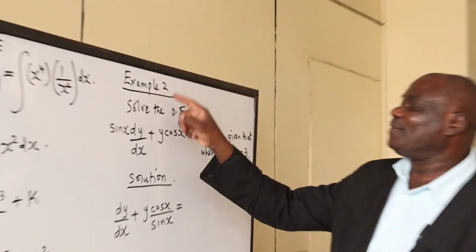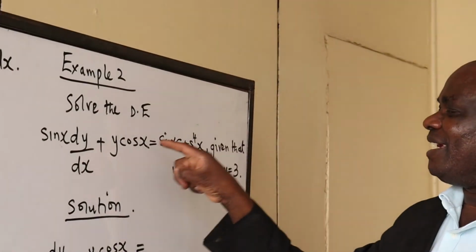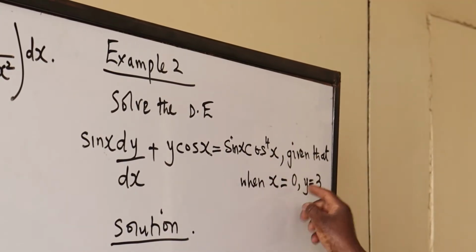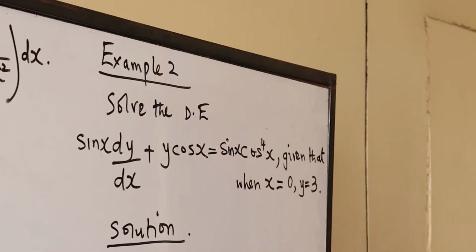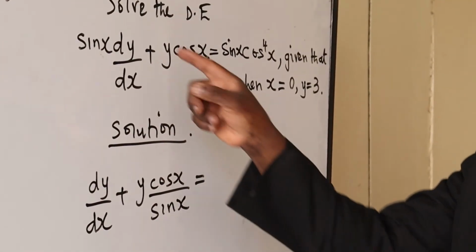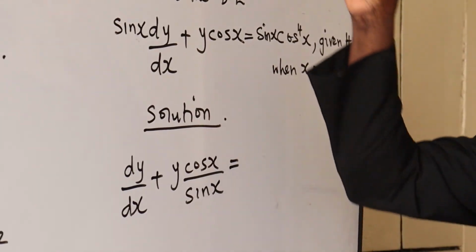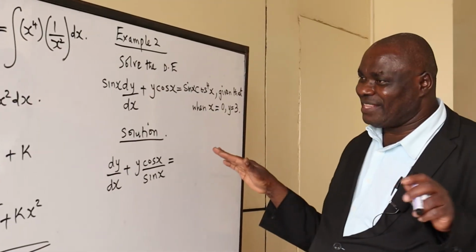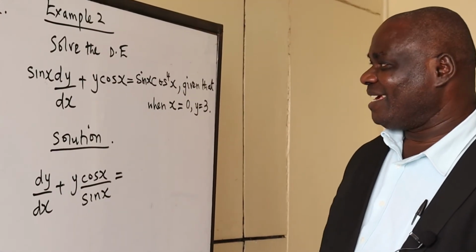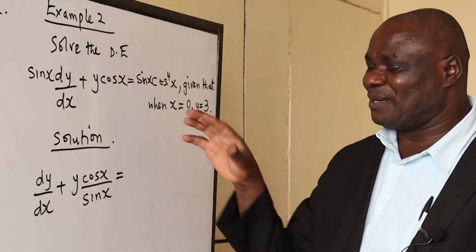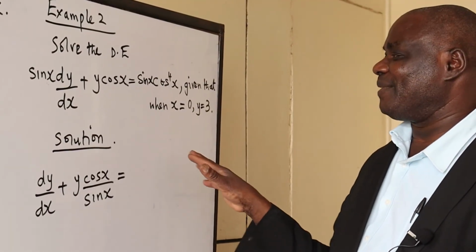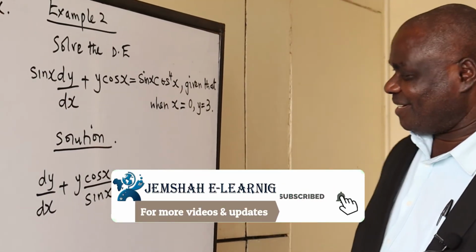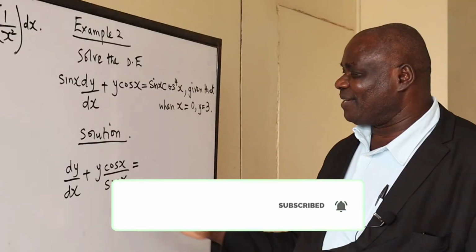So in our example 2, solve the differential equation sin x dy/dx plus y cos x is equal to sin x cos to power 4 x, given that when x is 0, y is equal to 0. In our solution, dy/dx is raised to power 1. y is also to power 1, and there is no other function involving y. So y to power 1 and dy/dx to power 1, so it is a first order linear differential equation. Other terms remaining are functions of x. So it is a first order linear differential equation.